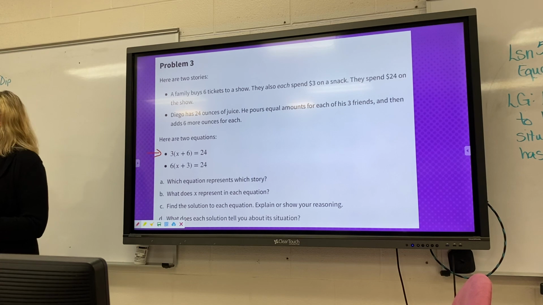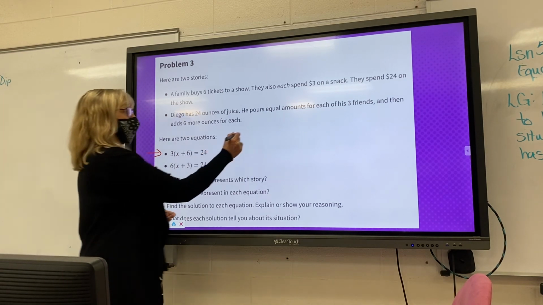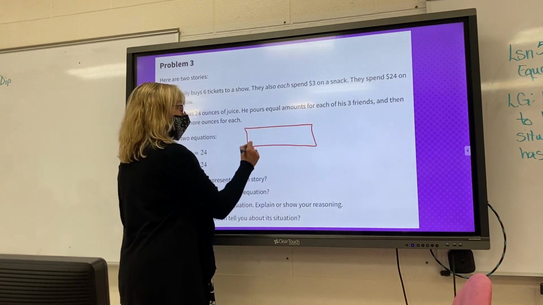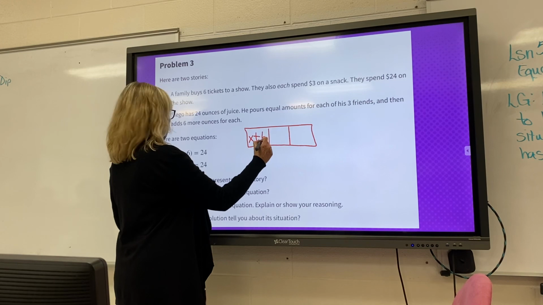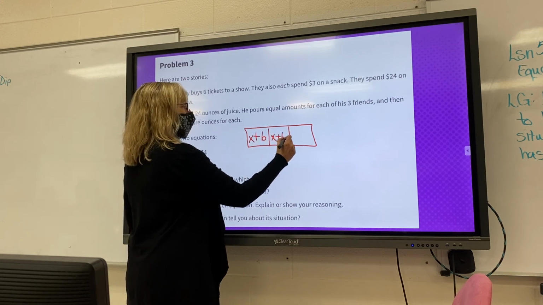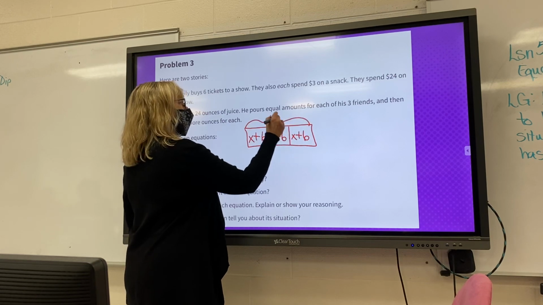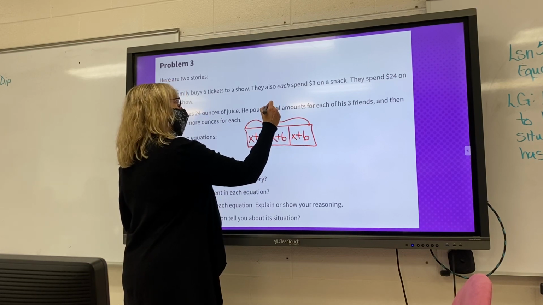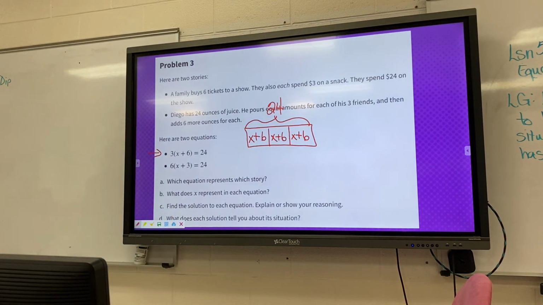He's giving it to 3 friends, so if I draw the tape diagram, how many boxes am I gonna do? 3. X plus 6 in each box. X plus 6 in each box, because he started out with some, and then he ended up adding 6, and he has a total of 24. There's our equation.